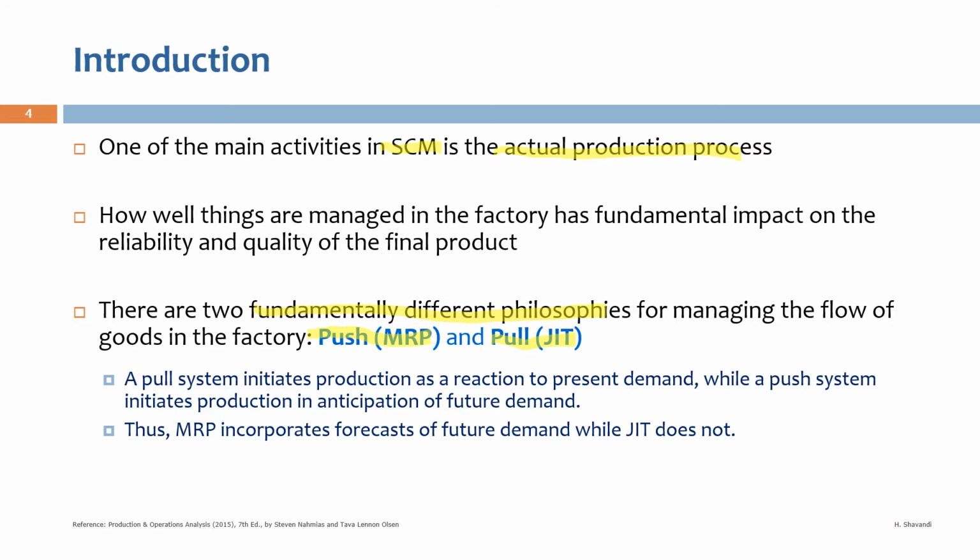In pull system or just in time, the system reacts to a present demand. So here, system will produce if there is demand. But in the push system, system will have a forecast on the future demand, and then based on that, will produce. And then after production, system tries to sell the produced items. So this is called push, and the other one is pull. So I'll explain more in a figure in the next slide.